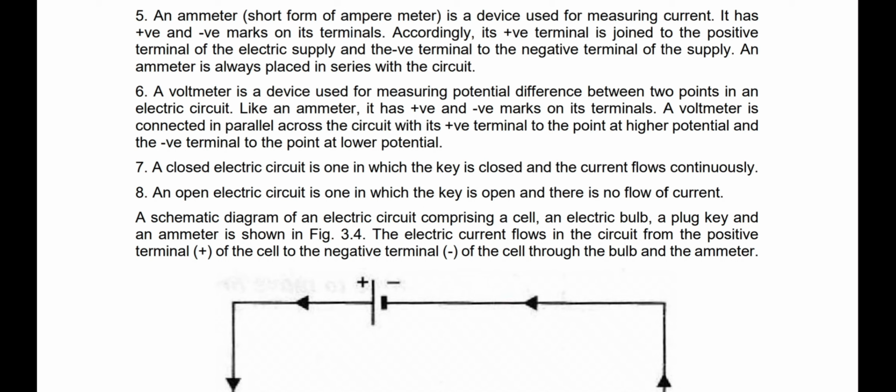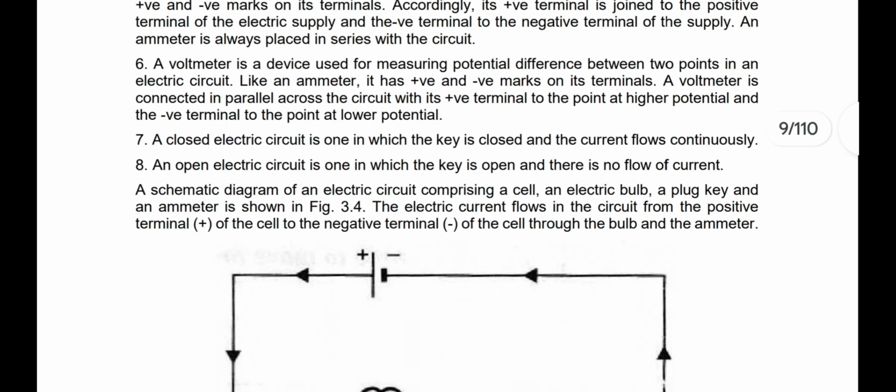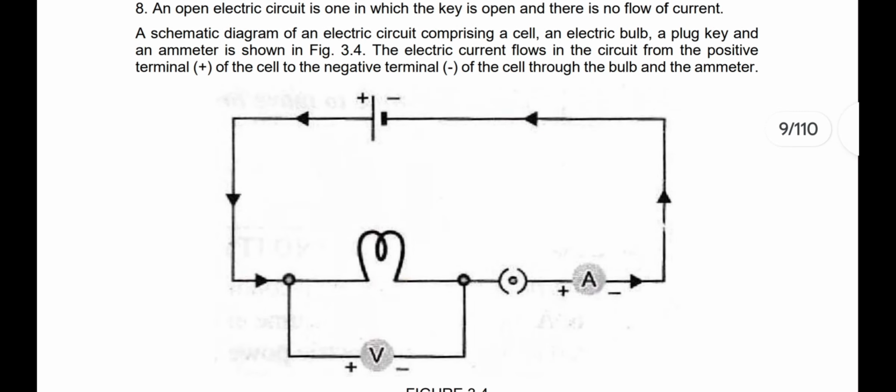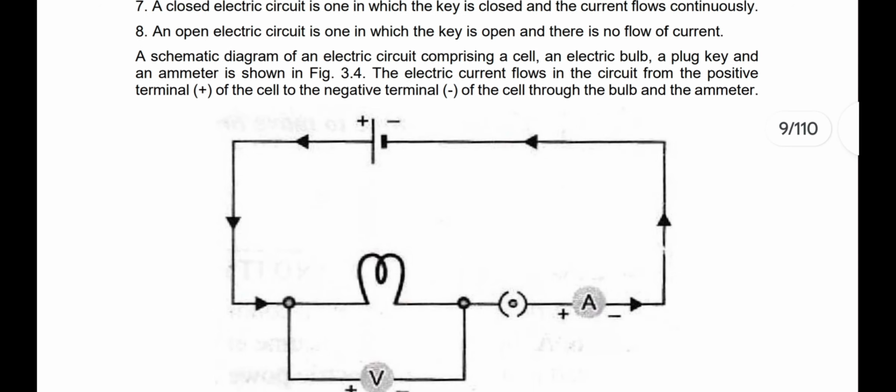Now, one term is known as a closed electric circuit. A closed electric circuit is one in which the key is closed and the current flows continuously in the electric circuit. On the other hand, point number 8 discusses an open circuit. An open electric circuit is one in which the key is open and there is no flow of current. Whenever there is an open circuit, no current will flow through the circuit.